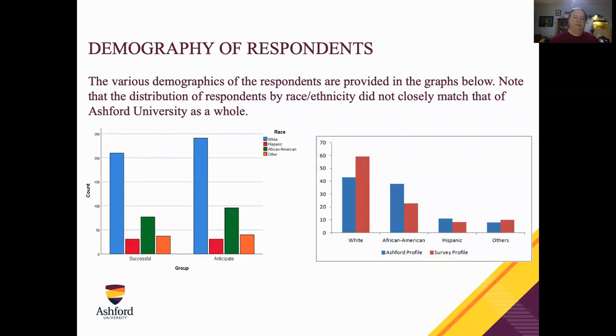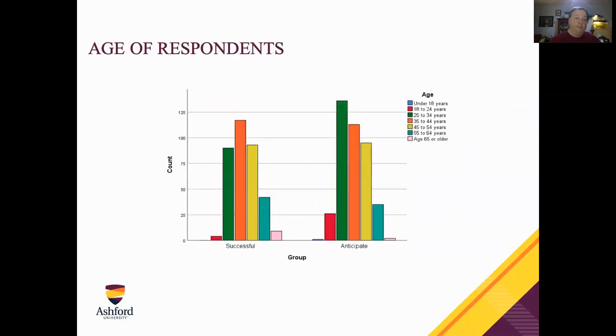Demography of respondents. The various demographics of the respondents are provided in the graphs below. Note that the distribution of respondents by race and ethnicity did not closely match that of Ashford University as a whole. Age of respondents.